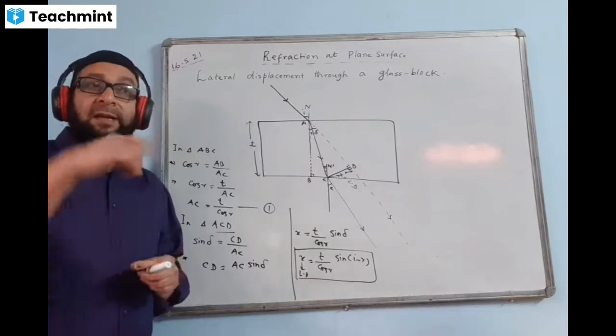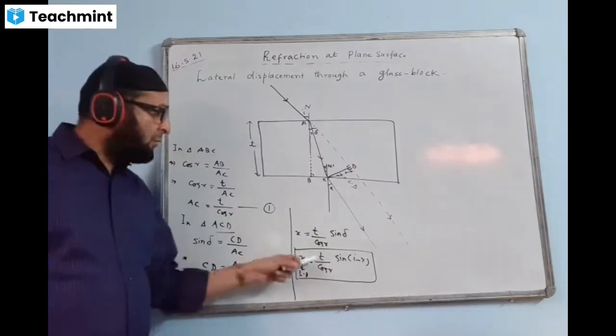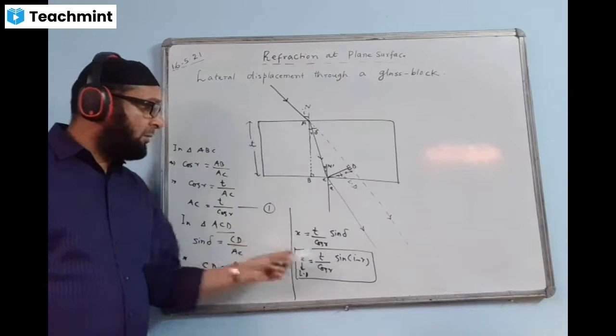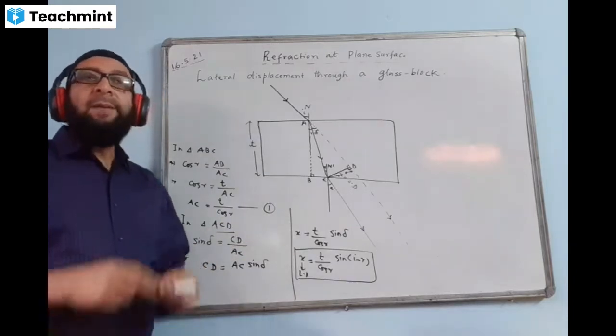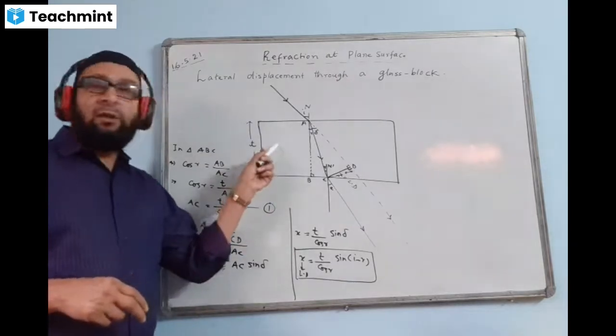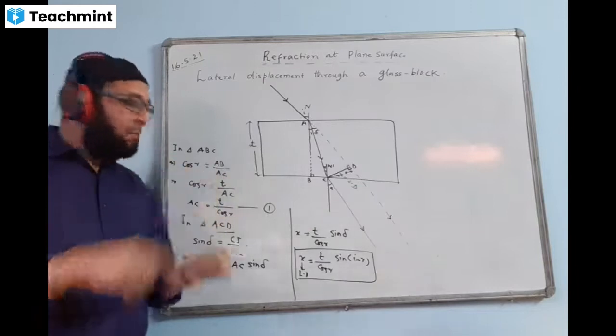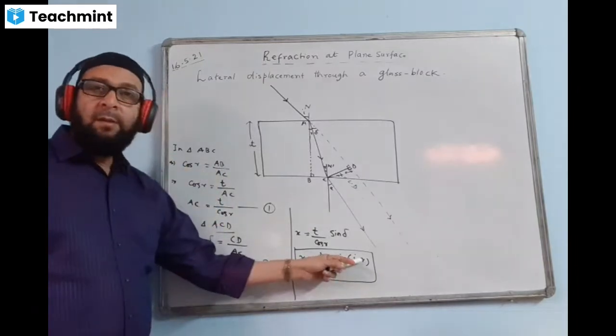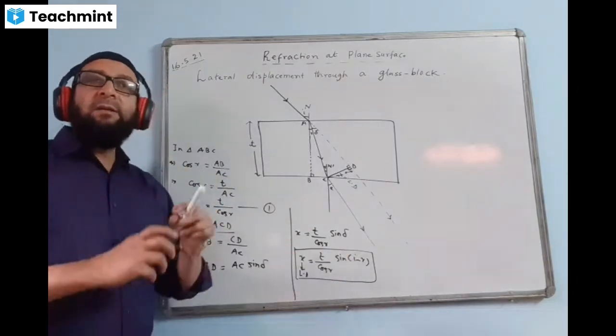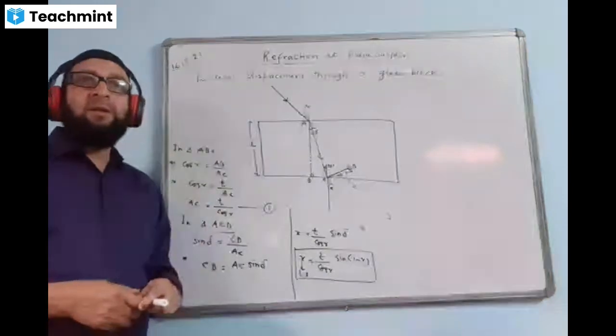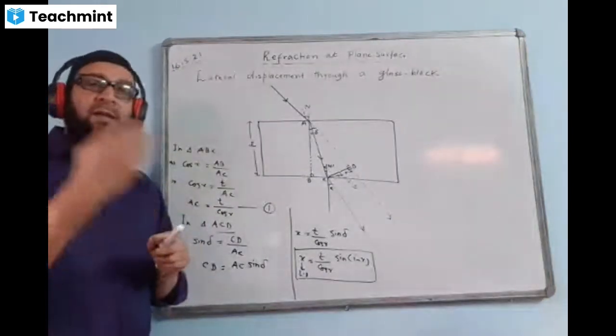It depends on the thickness of the glass block T. It depends on T or not? Thickness of the glass block is depending. It depends upon the refractive index of the material of glass, because the mu value will determine the value of R. So we will not say it depends on the angle of refraction. Rather, we say it depends on the refractive index value.